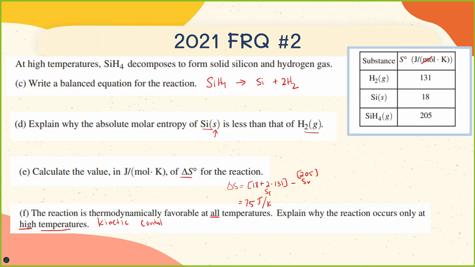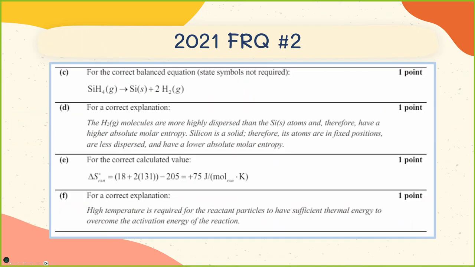So why does it only occur at high temperatures? Because you need the high temperature to overcome the high activation energy. So cite kinetic control here, and then high EA, which I'm abbreviating for activation energy, so you'd write out that word. Here are their scoring guidelines, and they said high temperature is required for the reactant particles to have sufficient thermal energy to overcome the activation energy of the reaction.